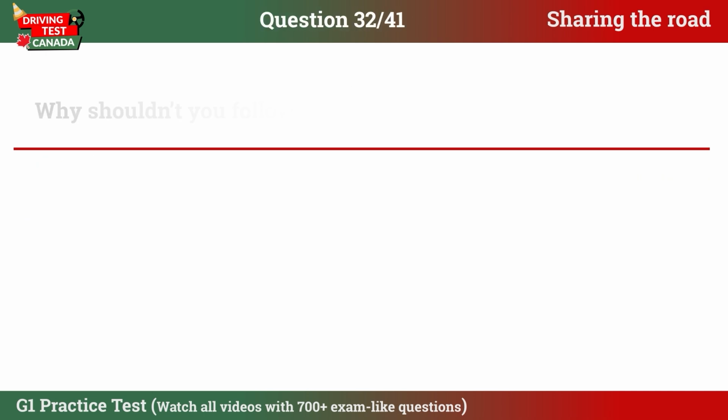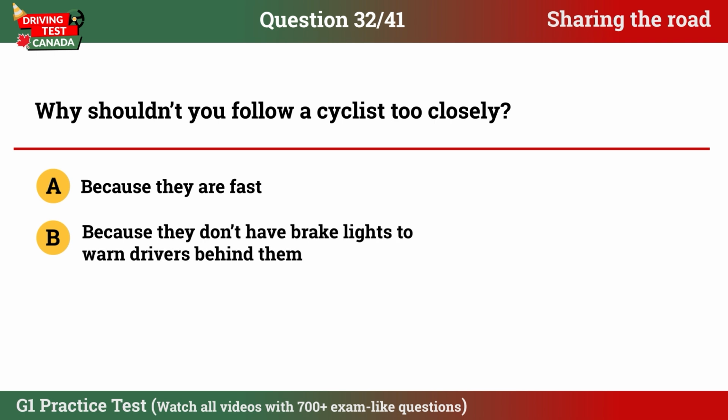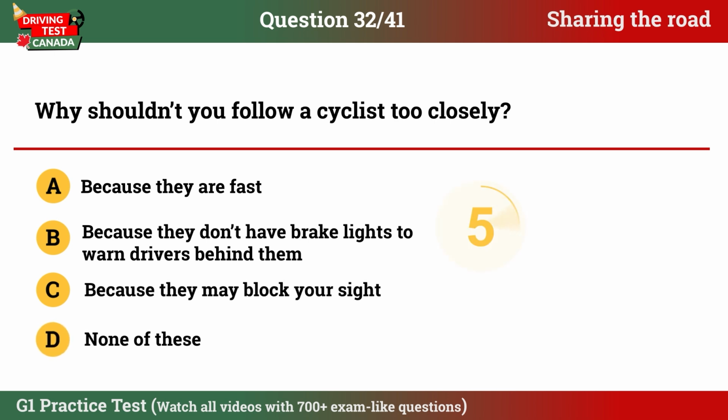Question 32. Why shouldn't you follow a cyclist too closely? A. Because they are fast. B. Because they don't have brake lights to warn drivers behind them. C. Because they may block your sight. D. None of these.